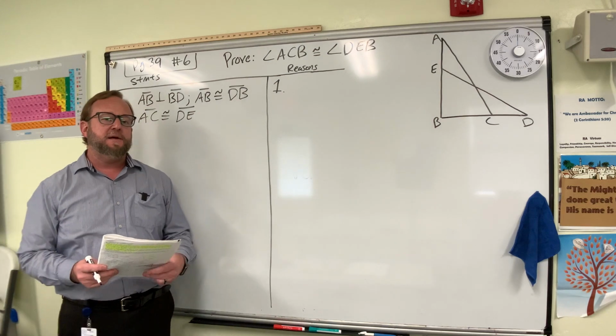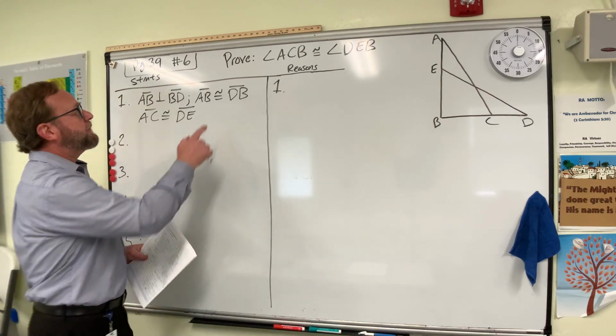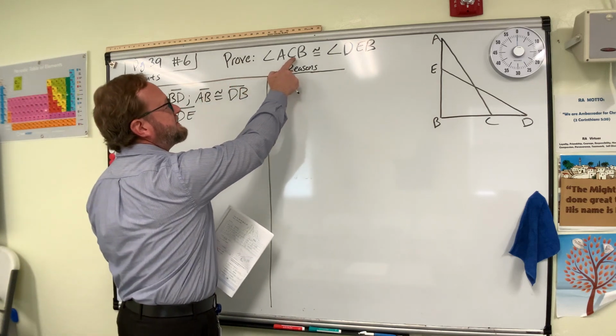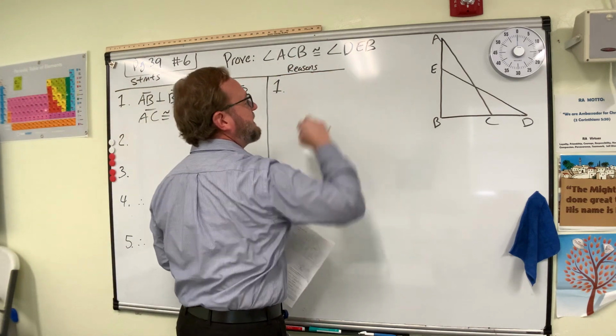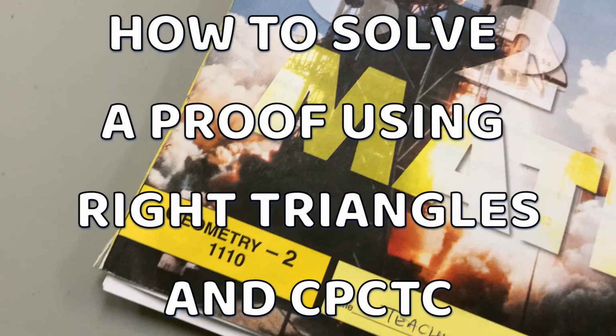All right, this is Geometry Pace 1110. We're on page 39, looking at proof number 6. We're told to prove that angle ACE is congruent to angle DEB, and this is the drawing they've given you.